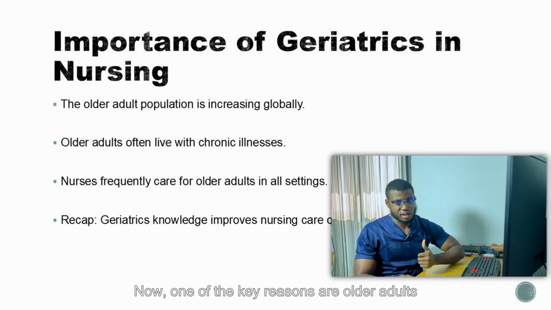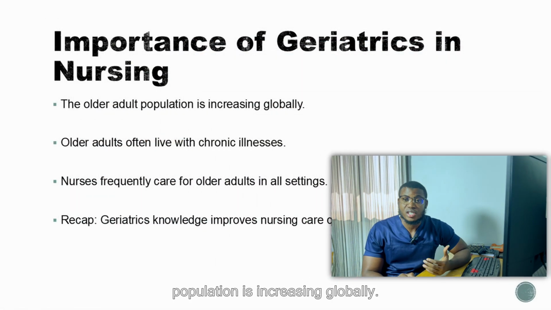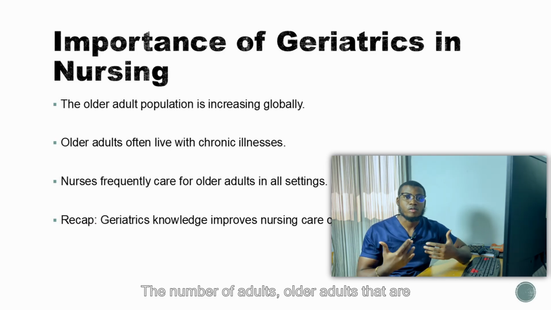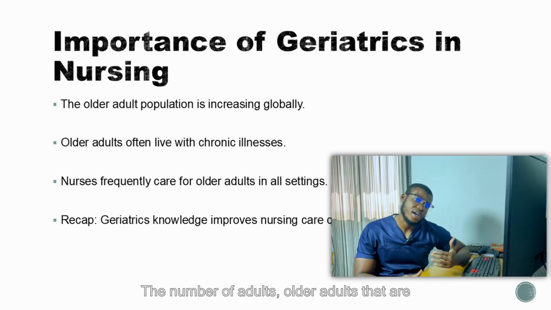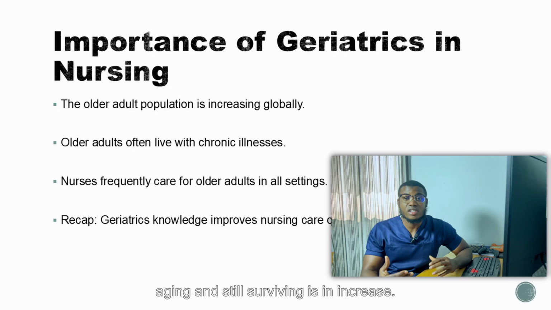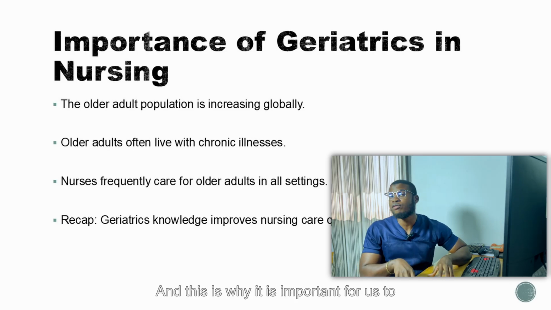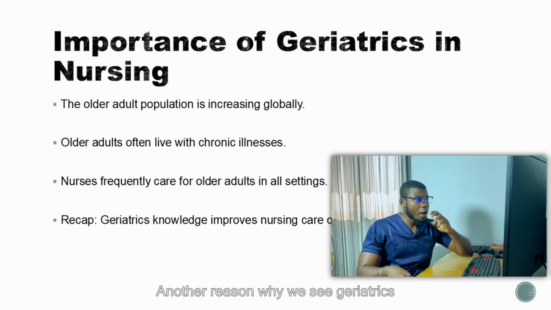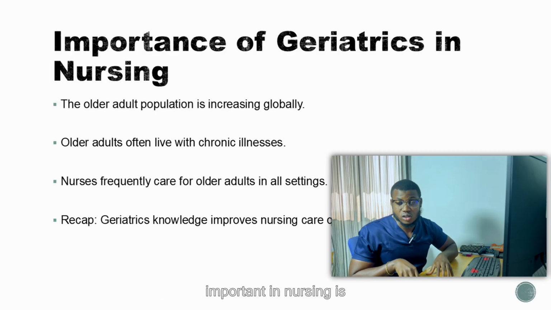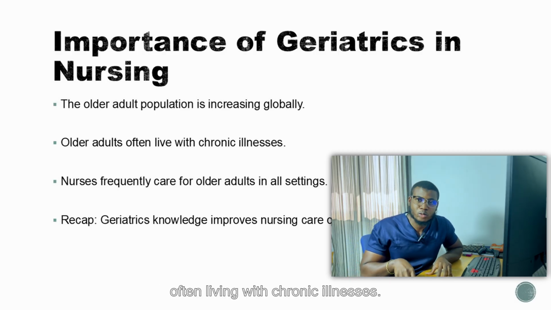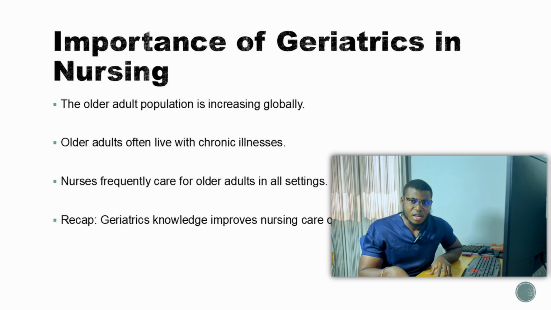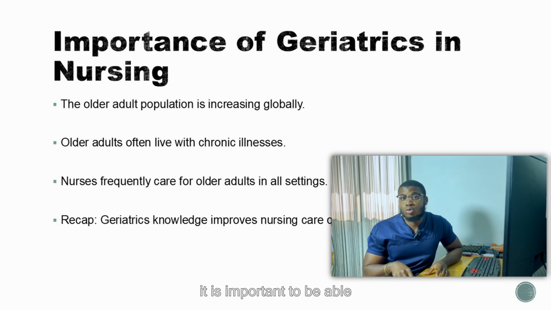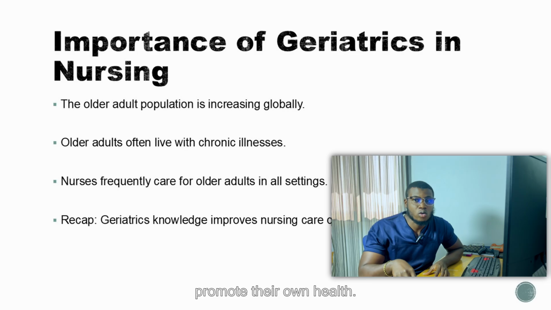Why do we find geriatrics to be important in nursing? One of the key reasons is that the older adult population is increasing globally. The number of older adults that are aging and still surviving is on the increase, and this is why it is important for us to understand how to care for them. Another reason is that older adults are often living with chronic illnesses. They are very susceptible to diseases and infection, and this is why it is important to be able to care for them and also promote their health.